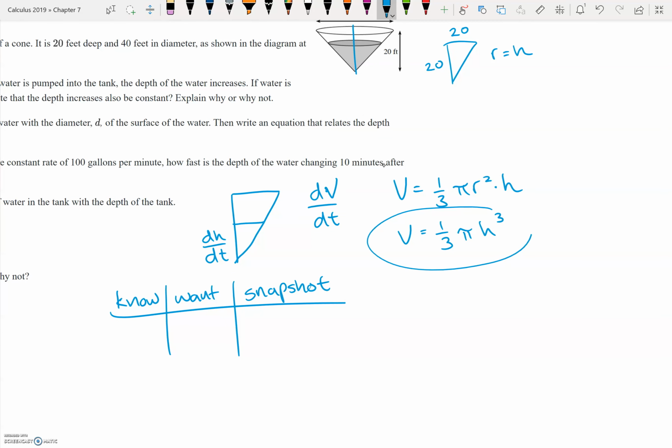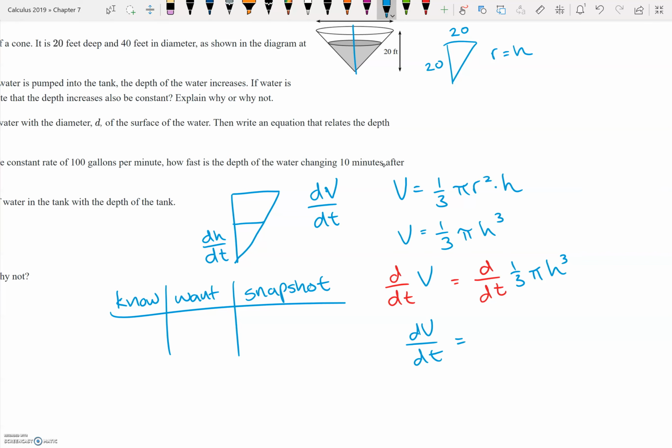So let's go ahead and take this volume equation. Let's take the derivative because we want to write this in terms of rates. So d/dt of V equals 1/3 pi h cubed. The derivative of V is dV/dt. The derivative of 1/3 pi h cubed: the 3 is going to come out and multiply with the 1/3, so they cancel out. So we just have pi h squared. Then the derivative of h is going to be dh/dt.